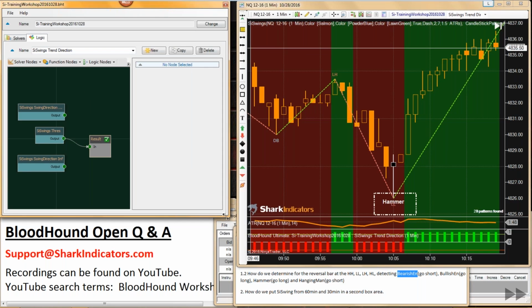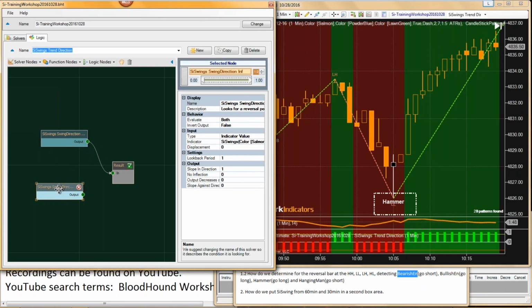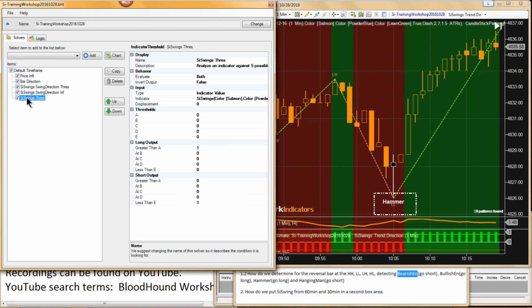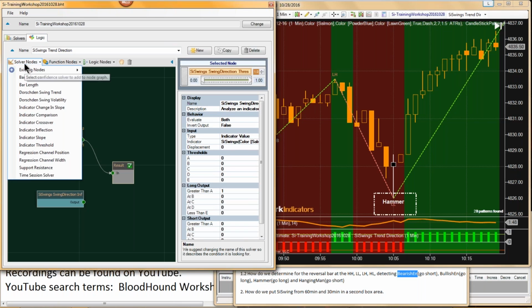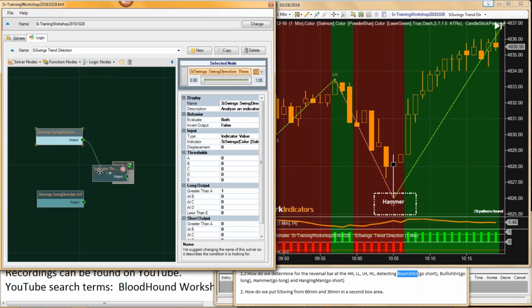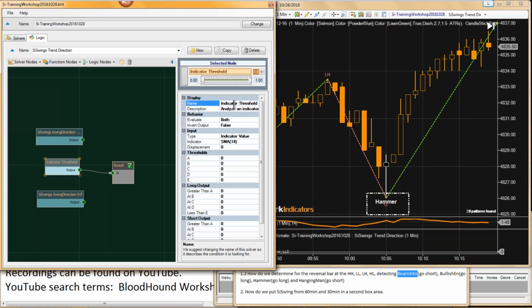And let's see. Yeah, I guess I'll just do it in the same logic template. I don't need this third solver. It's just a duplicate, so let's get rid of that. And I'm going to remove it off of the solver tab as well. There we go. Okay, so let's get another threshold solver for use with the candlestick pattern indicator. Okay, so this one's a hammer.